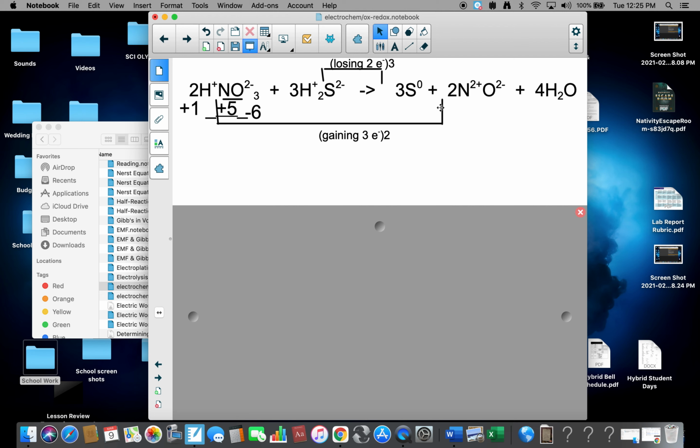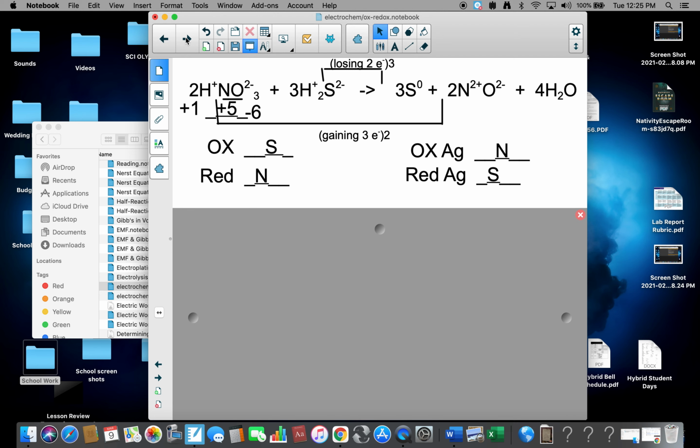It's balanced. The last thing we need to identify for this is oxidation, reduction, oxidizing agent, and reducing agent. Well, remember OIL RIG: oxidation is losing. That's going to be my sulfur, because sulfur is losing. Reduction is gaining. Reduction is nitrogen. Nitrogen is gaining. Which one caused oxidation by being reduced? Which one's reduced? Nitrogen. Which one caused reduction by being oxidized? Which one oxidized? Sulfur. There we go.